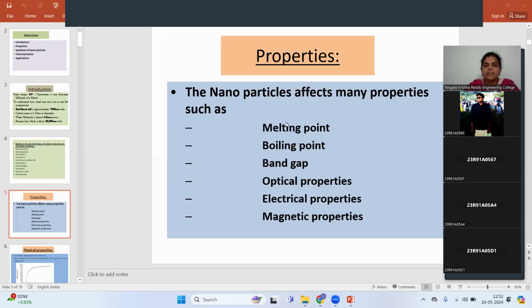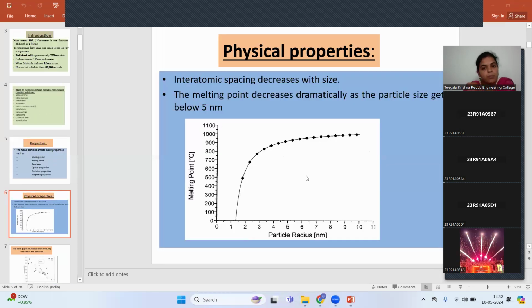Nanoparticles affect many properties such as boiling point, melting point, band gap, optical properties, electrical properties, and they have magnetic properties also. Coming to physical properties, interatomic spacing decreases with size. Here we take particle radius on the x-axis and melting point on the y-axis, and the graph is shown like this. The melting point decreases dramatically as the particle size gets below 5 nanometers.